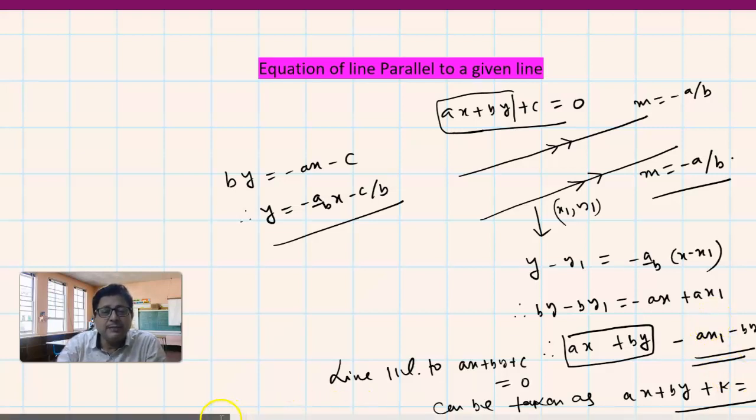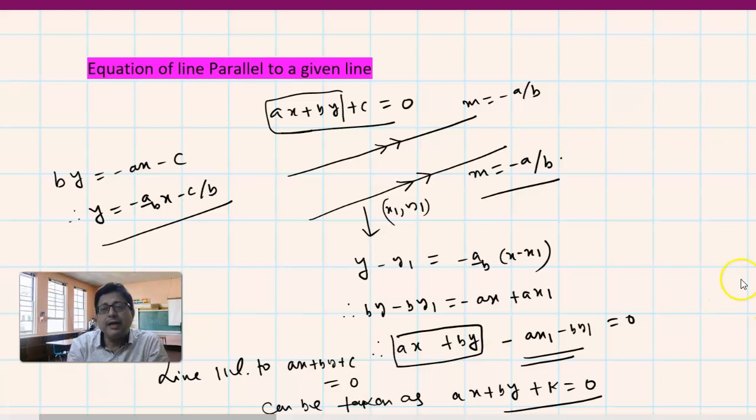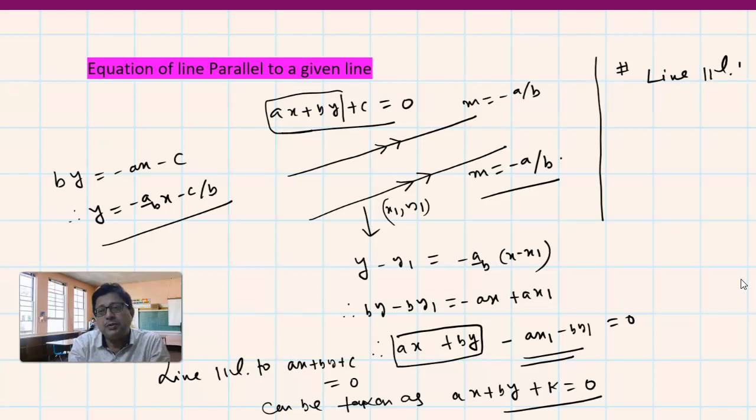Suppose a problem arises in this manner. What is the equation of the line? We are going to solve this problem. Find the equation of the line parallel to 3x minus 4y plus 7 equal to 0 and passing through 1, 3. So this has immediate application of what we have learned here.